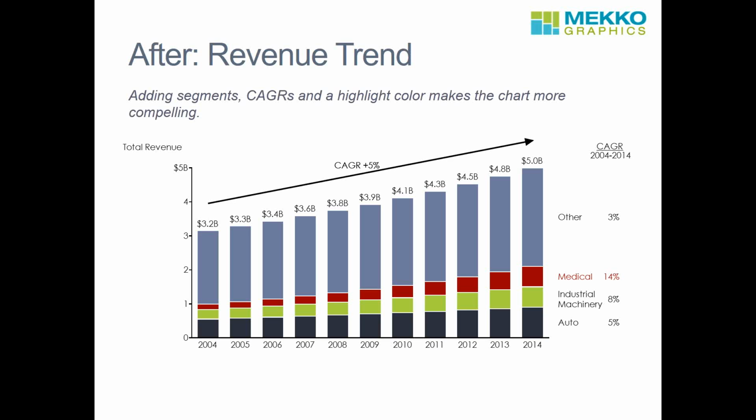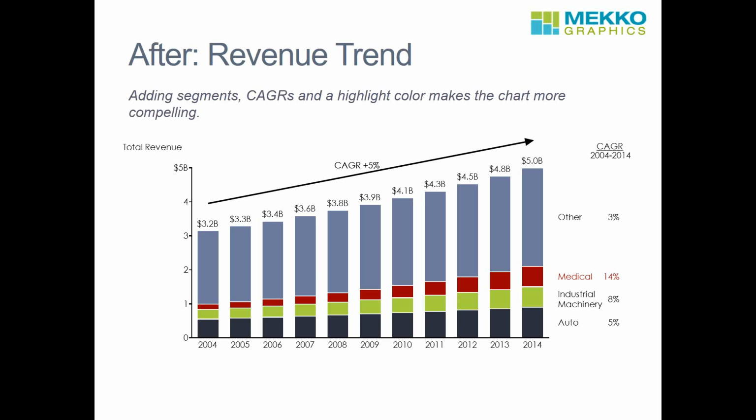You can see that it's a large growth in the medical category, up 14%, and much smaller growth in the smaller segments. The other segments, they're only up 3%. And to call that out, to highlight that, I made the medical category red, and I even made its label and its CAGR number red as well. So that gives you a sense of why revenue changed over time.